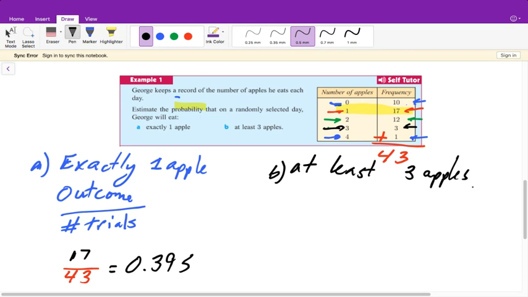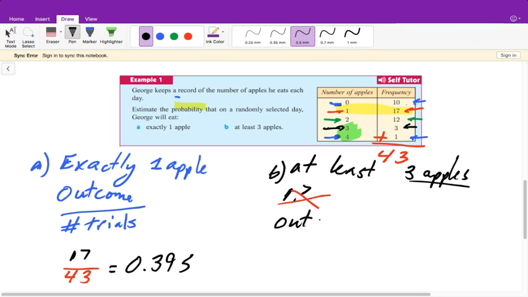So you need to know what it means when we say at least. So does 1 get included when we say at least? No. At least means the minimum we can have is 3. So if we look at our chart, that means we're focusing on the times he ate 3 or more apples. So that means we're looking at the times when he ate 3 and 4 apples.